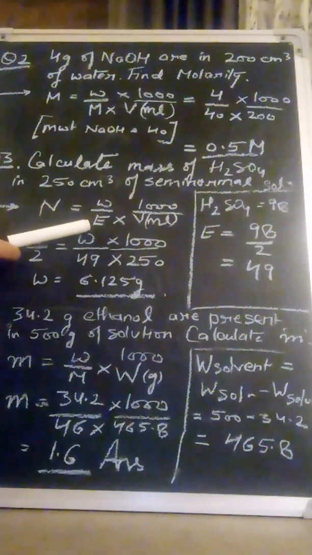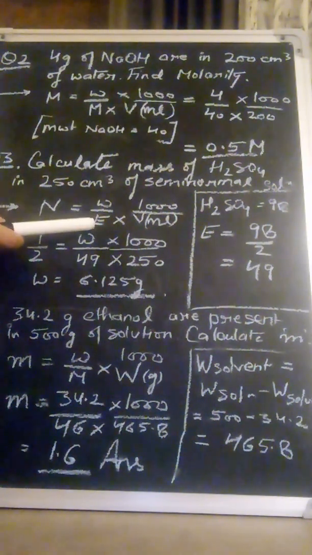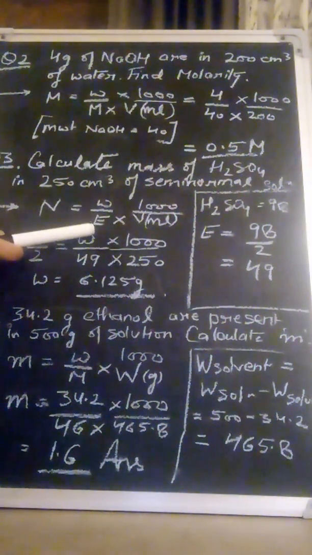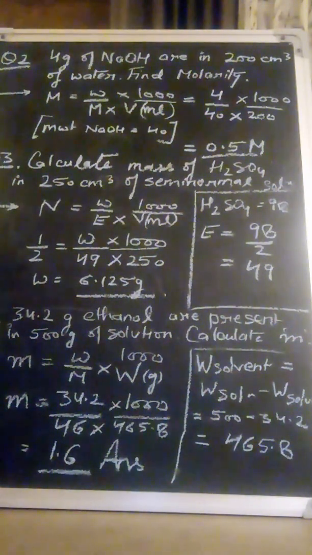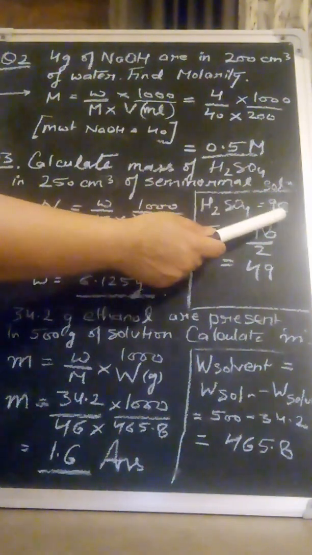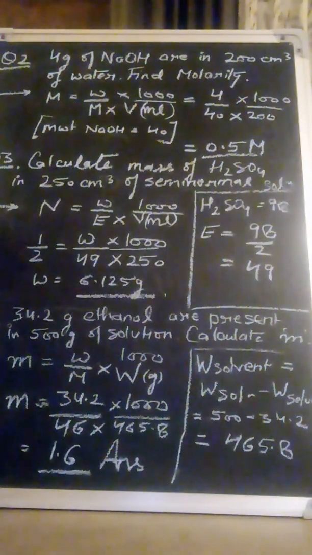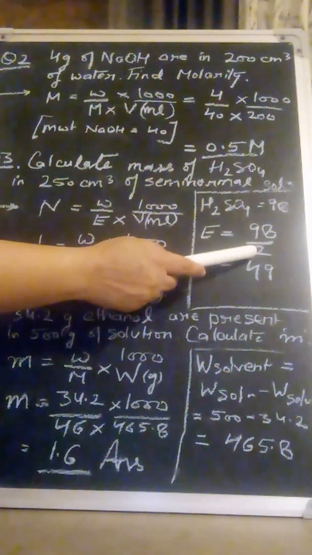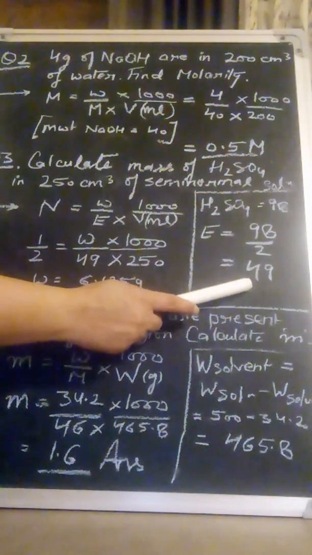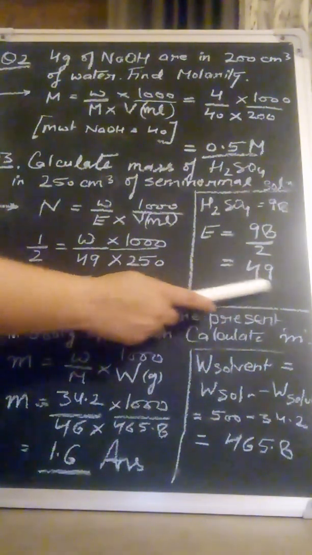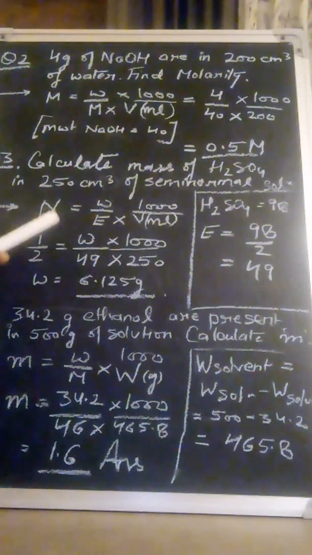This is the difference between molarity and normality. So here you will use the equivalent weight of the solute into volume and 1000 here. Before proceeding, let us find the equivalent weight of H2SO4. H2SO4 molecular weight is 98. It is an acid, and you know what the equivalent weight of an acid is: its molecular weight divided by the number of hydrogen. How many hydrogen are there? 2. So it comes out to be 49. So 49 is the equivalent weight of H2SO4. So that we will put here.